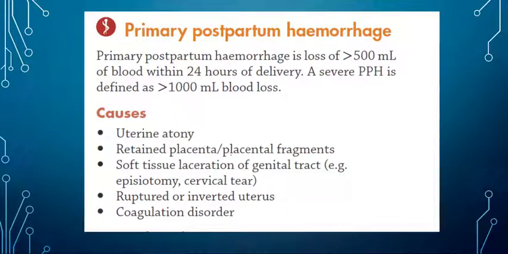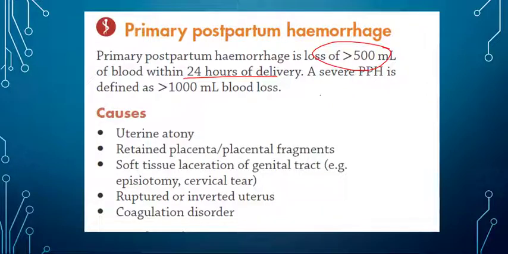Next, primary and secondary postpartum hemorrhage. So primary postpartum hemorrhage is a loss of more than 500 ml of blood within 24 hours of delivery. So postpartum hemorrhage means if bleeding happens after delivery. If bleeding happens within 24 hours of delivery, that is primary PPH, and if bleeding happens between 24 hours and 6 weeks of delivery, that's secondary PPH.